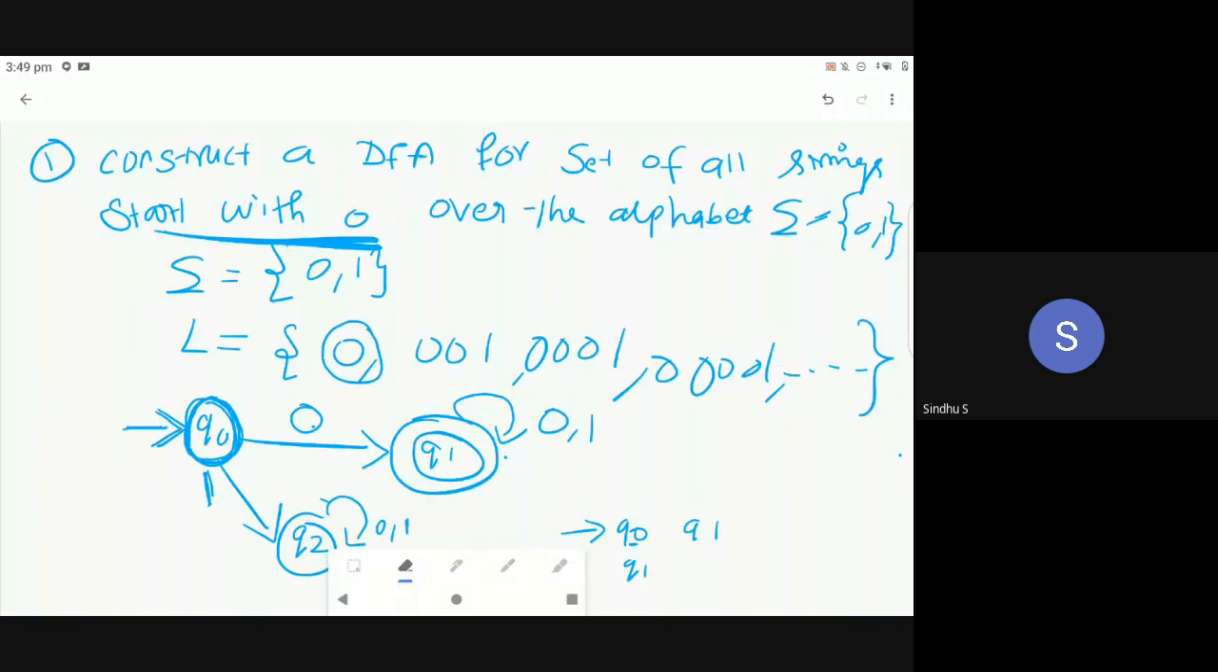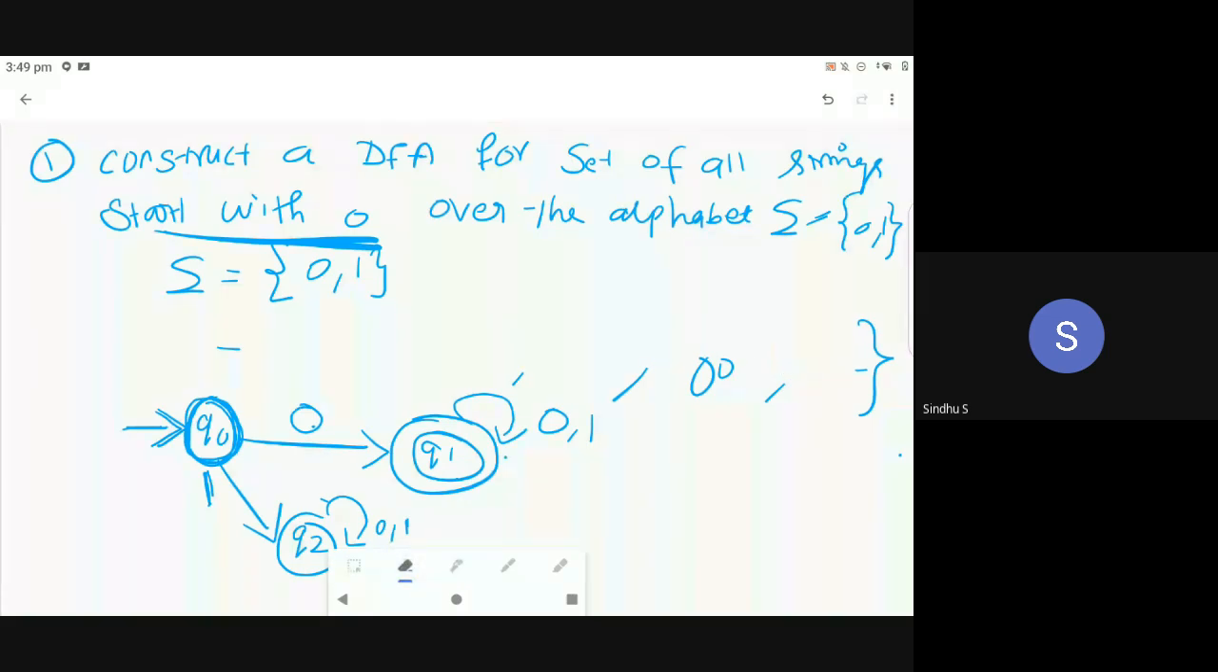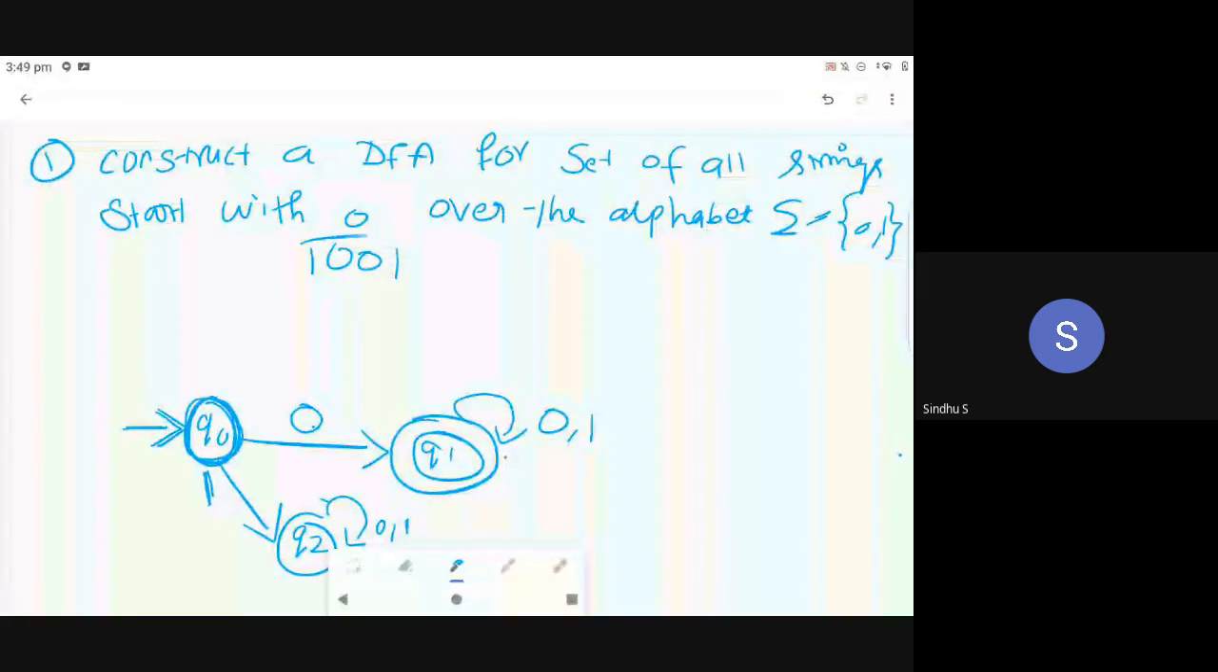So the next one is the transition function. Listen to me. Whenever I have an input, sometimes they will give you the input, or sometimes they will ask you to assume an input and check whether the given machine will accept it. I'm going to check whether the input string 001 will get accepted by my machine or not.